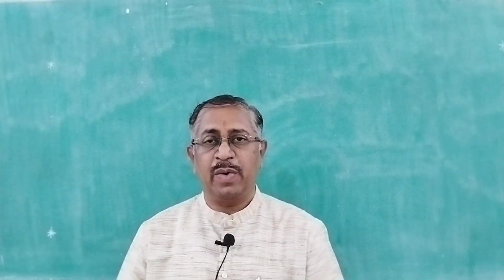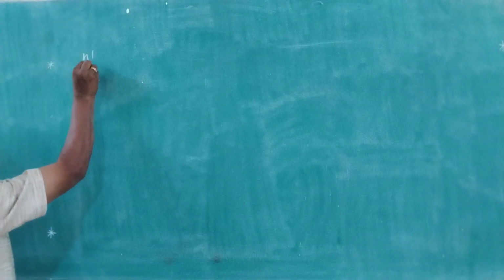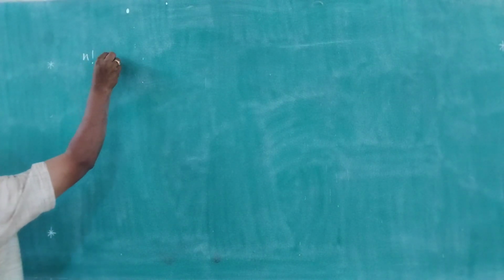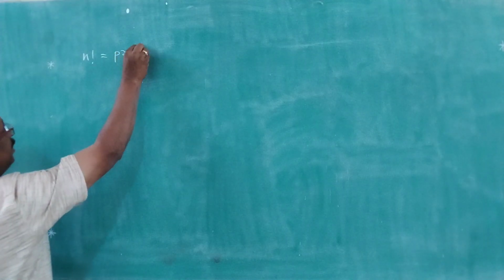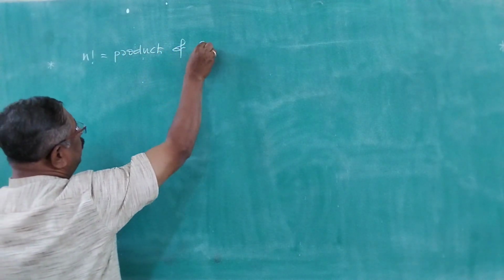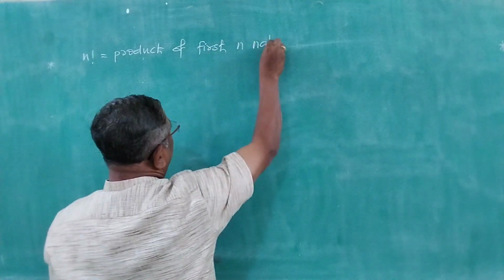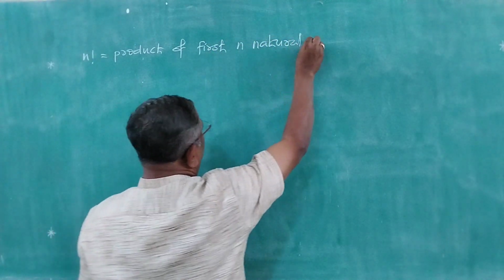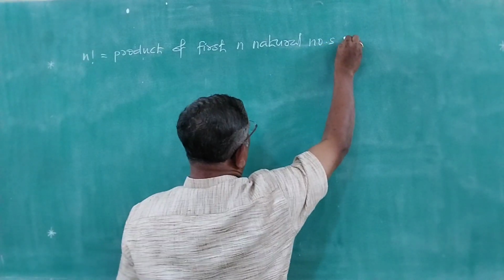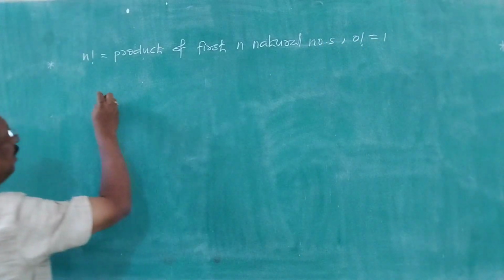Students, today we are going to discuss n factorial. N factorial is equal to the product of first n natural numbers, with 0 factorial always equal to 1.